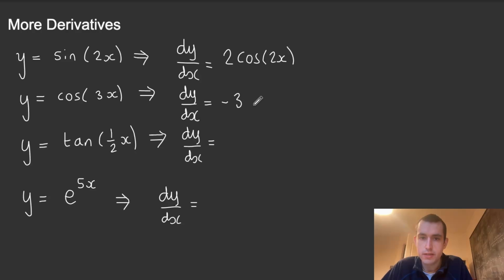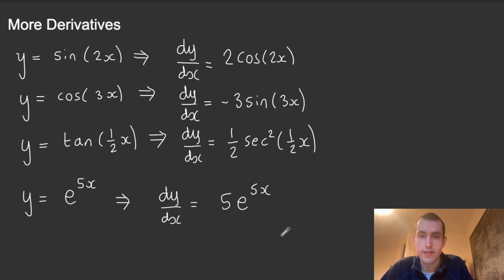That should be minus 3 sine 3x. What's the derivative of tan of 1/2 x? That's 1/2 sec squared 1/2 x. And what's the derivative of e to the 5x? That's 5e to the 5x.